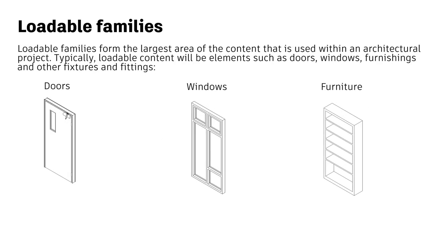Loadable families are the most common types of families found in projects. As their name suggests, these families are stored in libraries and can be loaded into projects as and when required. Loadable families can have many types defined within each family. For example, a door family can have several widths, different vision panel sizes, and hardware configurations.